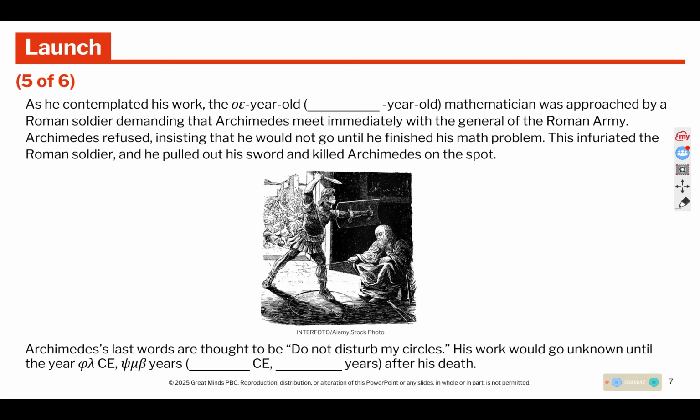Fill in the blank with the age of the mathematician. Archimedes' last words are thought to be, "Do not disturb my circles." His work would go unknown until the year blank years after his death. Go back to the table and figure out which years these represent.